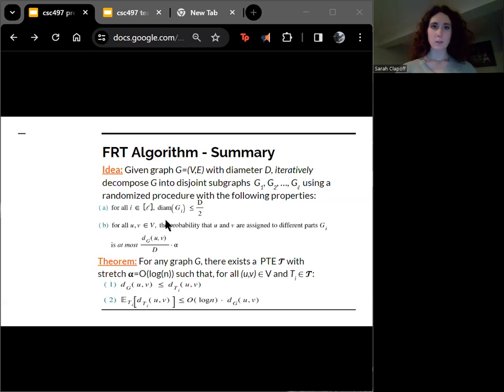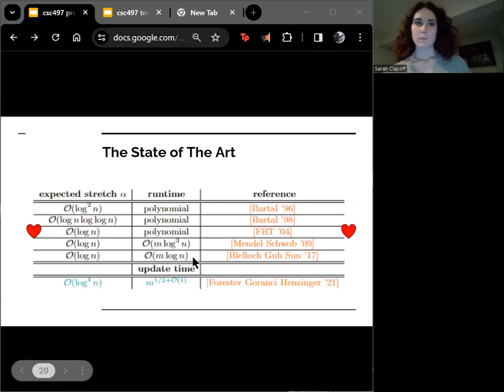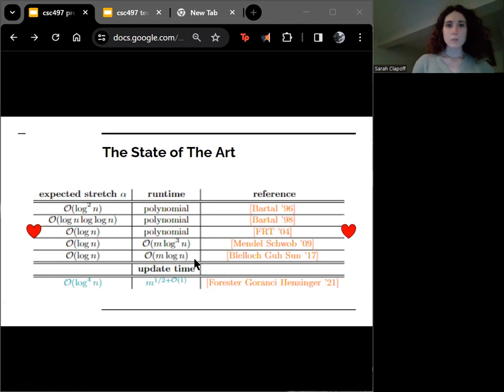This algorithm does have a polynomial runtime, and it's since been improved, like I said before. So I'm just going to bring this back. As I mentioned, Blalock and Sun in 2017 improved the runtime of this algorithm to O of m log n, which is pretty fast, and it's also the best we have statically right now. And currently there's work being done on a dynamic PTE algorithm. That's when you have a graph that's undergoing insertions and deletions, and you maintain a PTE for that. And that's still very much an open problem.